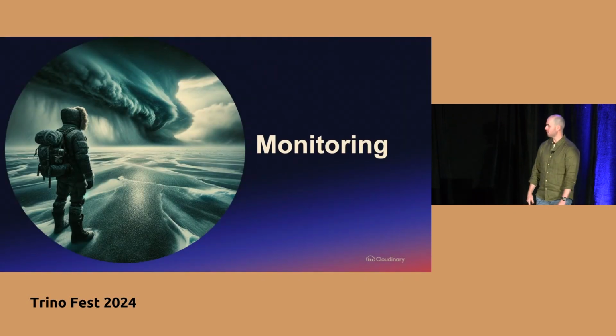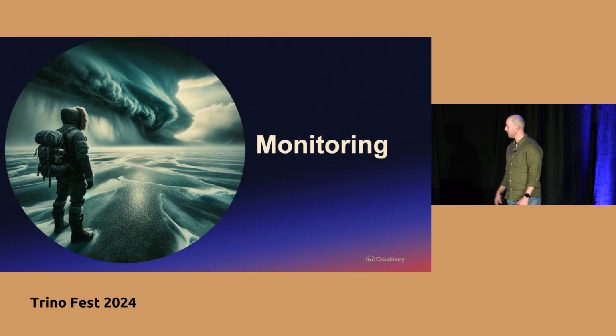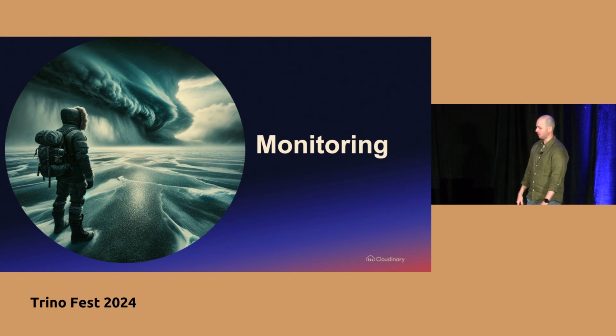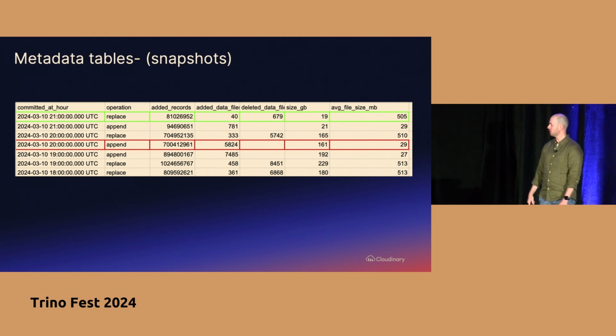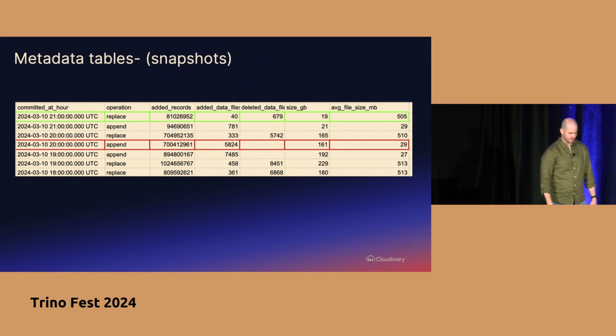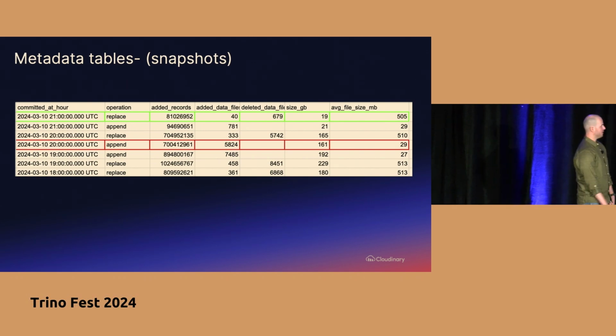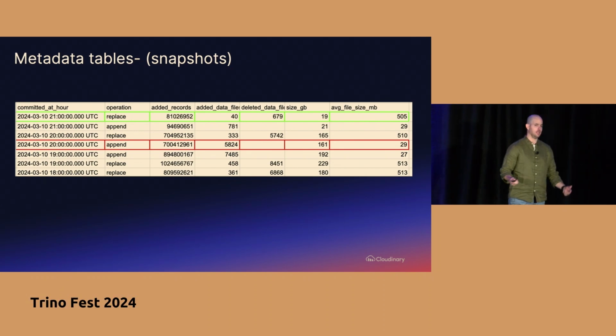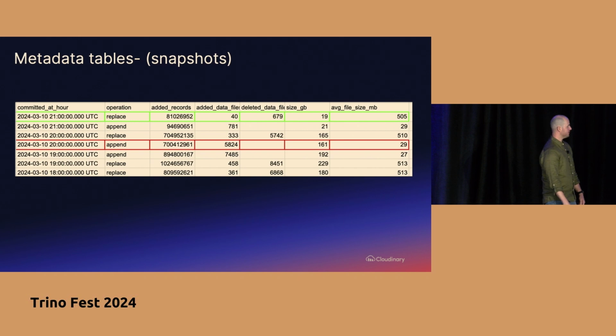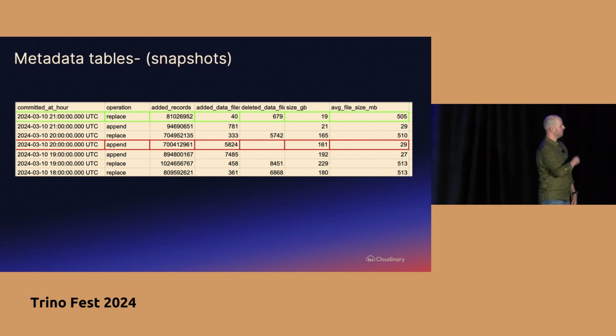So now that we have compaction, ingestion, and maintenance, it's time to monitor and see what's going on with our tables. There are a few ways to monitor Iceberg tables. One is to query the metadata table. As you can see in the image, we're querying the snapshot table to understand how many added records we have and what the operation was. Replace is usually compaction, append is writing into the table, and we can extrapolate from that.